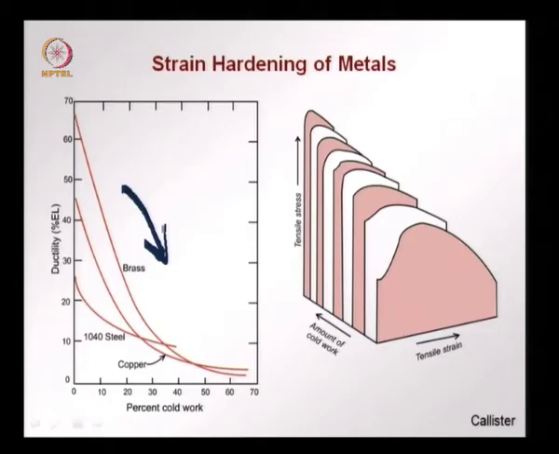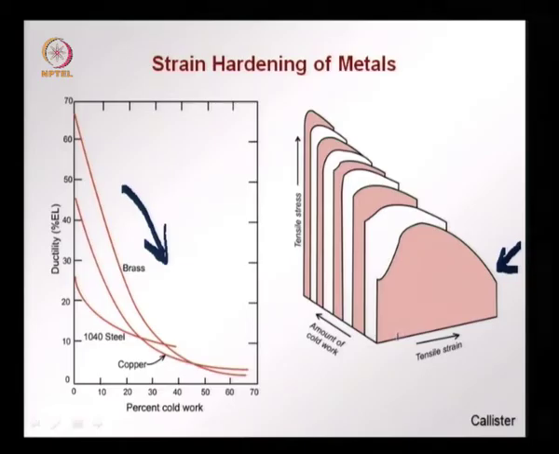Now Callister has an interesting diagram which I have shown on the right, which explains what happens in terms of cold work and the stress strain behavior. Now let us look at this first graph, which would be the stress strain behavior without any cold working. So if we take a material such as mild steel, we have an elastic part, a yielding part, then we have strain hardening, necking occurring and failure.